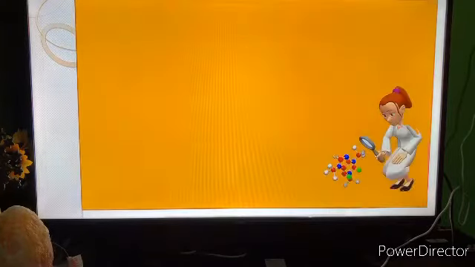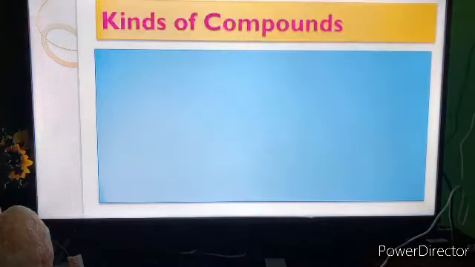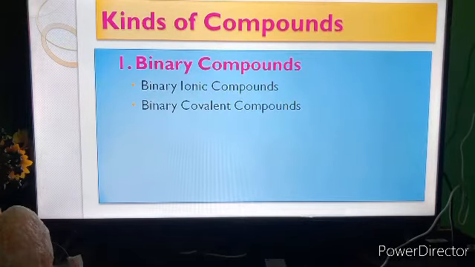Now, let us go on with the rules in naming compounds. First, let me discuss the different kinds of compounds. We have what we call the binary compounds. The binary compounds are categorized into two: binary ionic compounds or binary covalent compounds. From the term bi, which means two, binary compounds are made up of two elements.